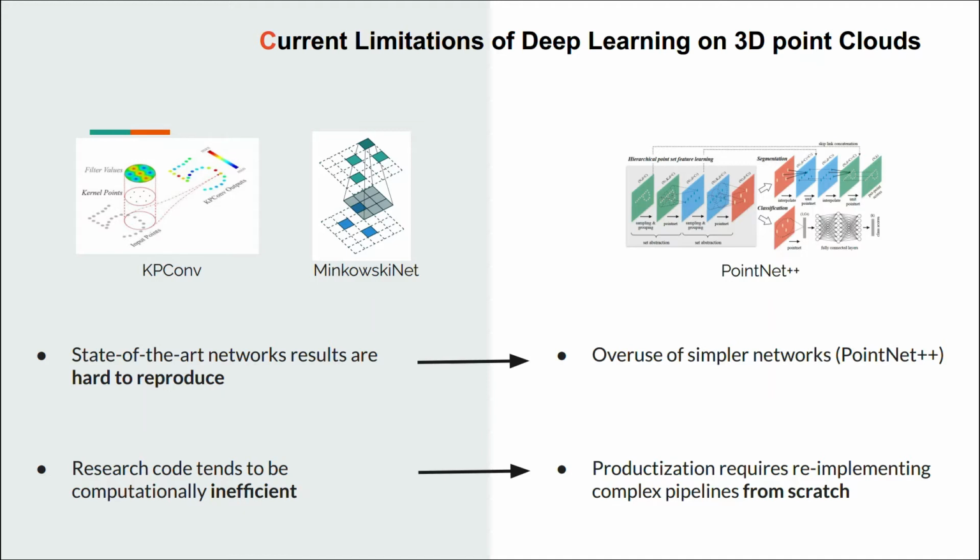Finally, research code is, by nature, not as optimized as productization code needs to be. This means that development teams must often start projects over from scratch, and as we mentioned, this is a hard task that often requires a good understanding of deep learning in general.